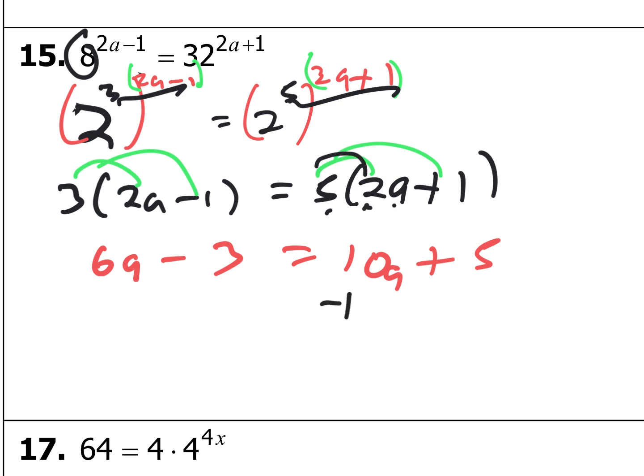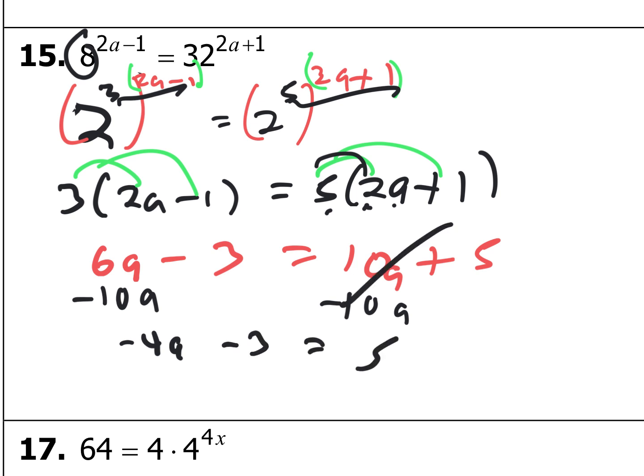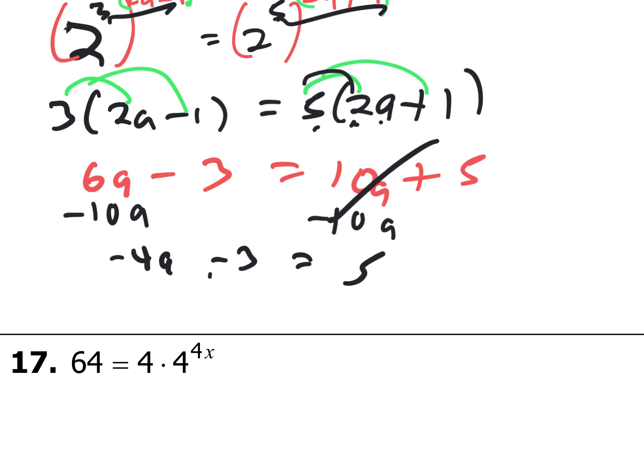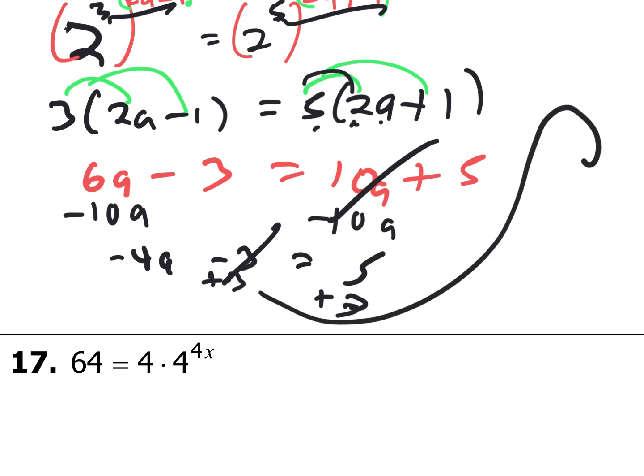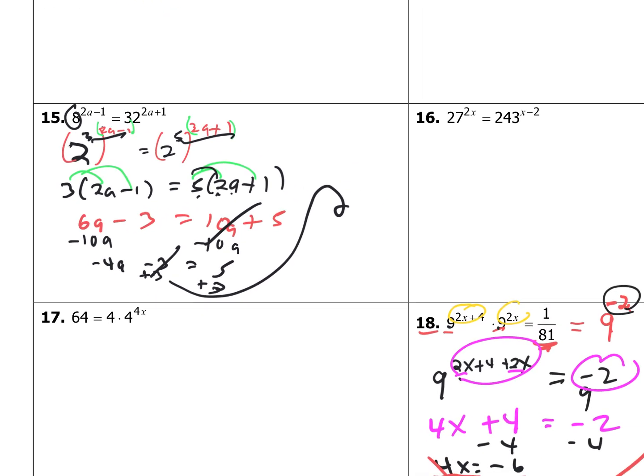So then I'm going to subtract 10a from both sides. 6 minus 10 is a negative 4a, minus 3 is 5 because that goes away. Add 3 both sides to get rid of this minus 3. That turns into a negative 4a.